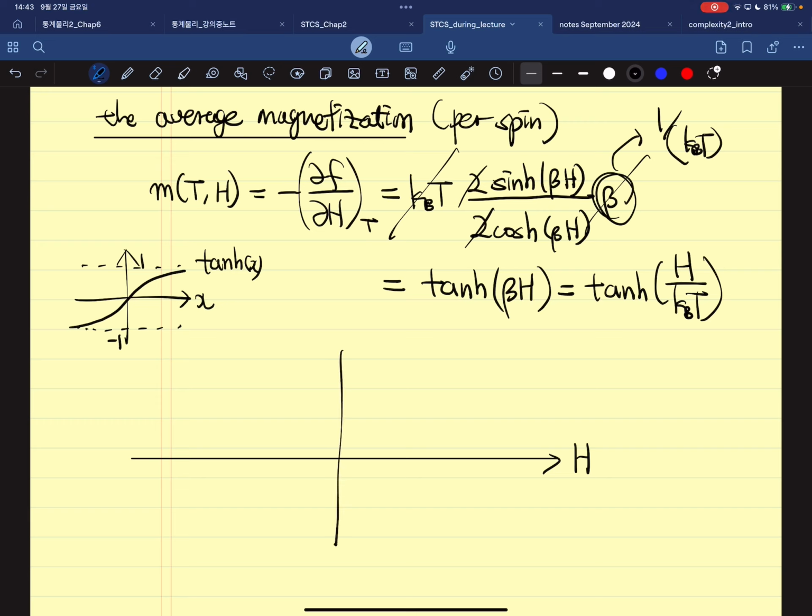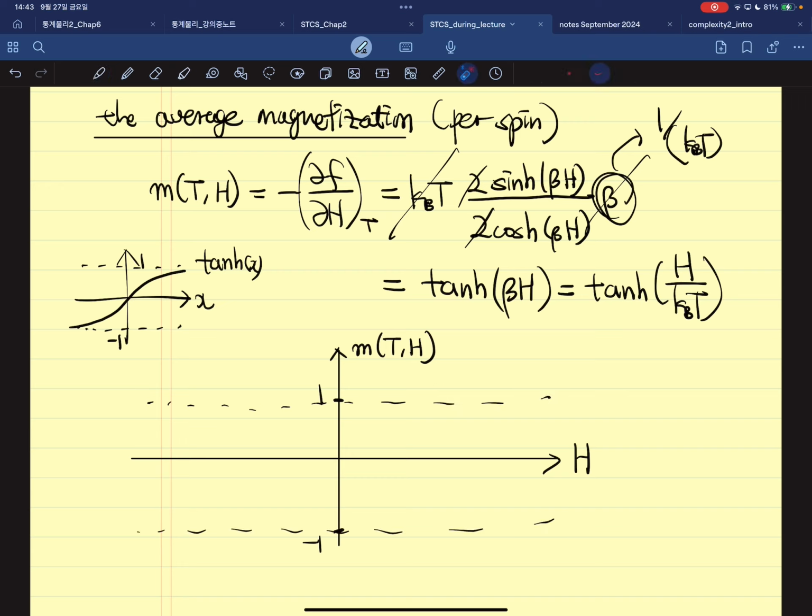The magnetization is somewhere between plus and -1, which is obvious because this is some average value of the individual magnetization. An individual spin is +1 or -1, so the average should be somewhere between -1 and +1.